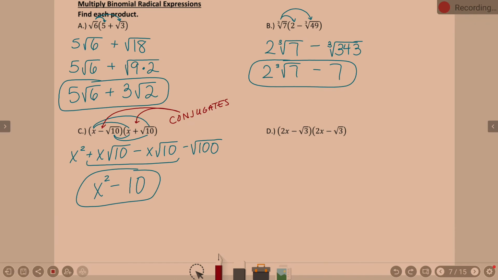I just want to point that vocabulary out there because it's on the back of your paper. We're going to talk about it here coming up soon.